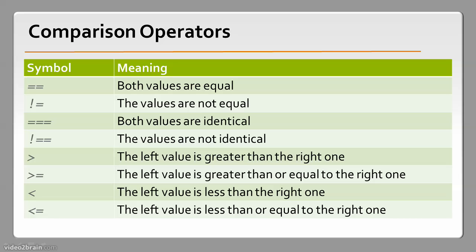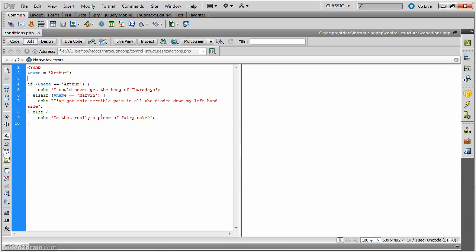The difference between equal and identical refers to the data type. For example, if you're comparing two variables that contain the same value, they're equal. But they're not identical if one variable contains a string and the other contains a number. It's a subtle difference that you probably won't need to worry about in the early stages of working with PHP, but you do need to be aware of it. Another message to take away from this table is that the exclamation mark is used to mean not. Let's put that into practice.